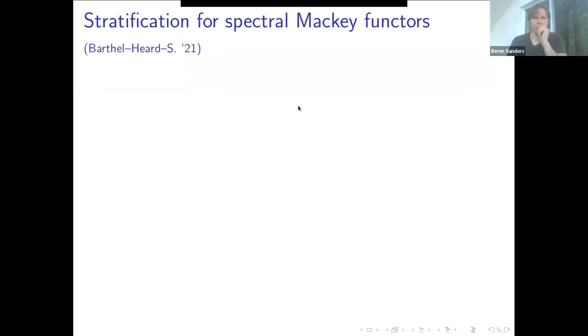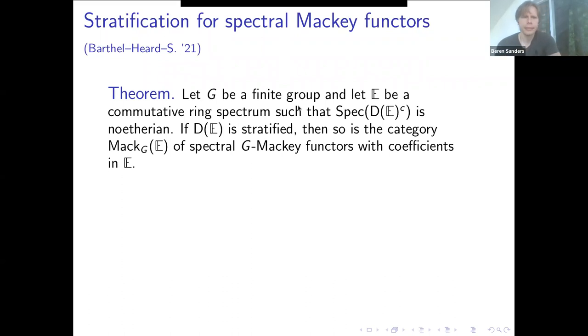So the theorem that we prove is, well, let G be a finite group and let E be a commutative ring spectrum such that the spectrum of the derived category of this ring spectrum is Noetherian. If the derived category of coefficients is stratified, then so is the category of spectral G-Mackey functors with coefficients in E.